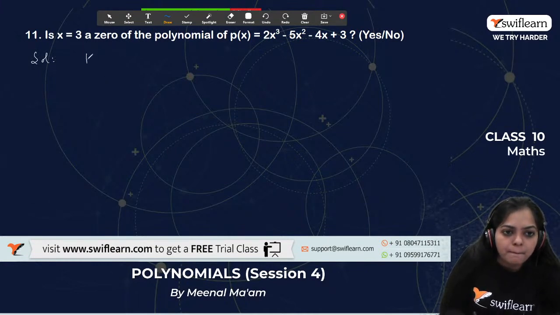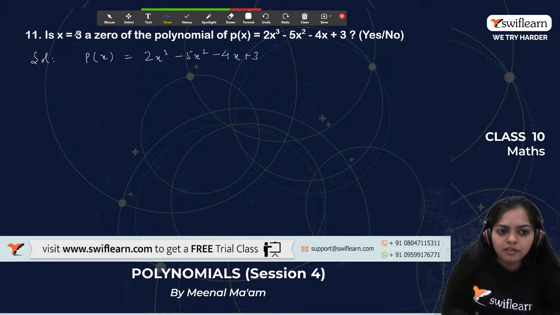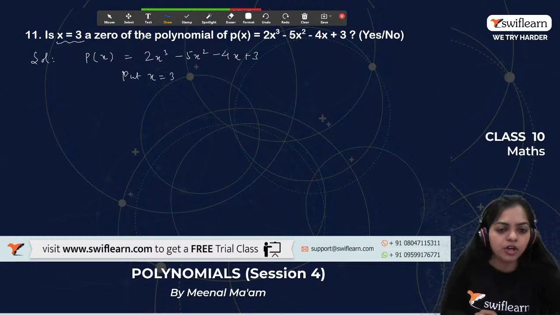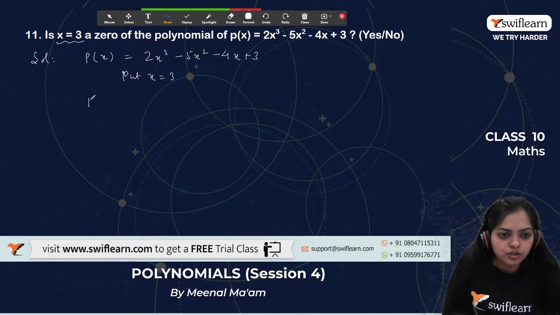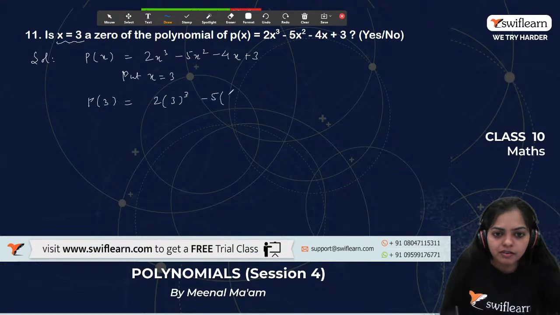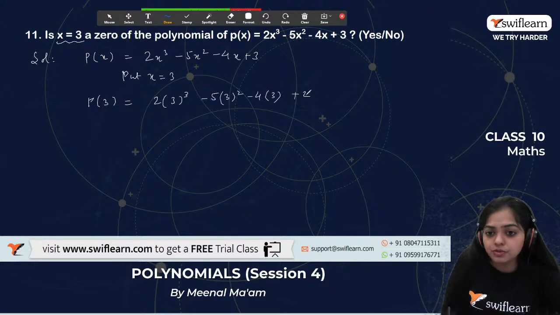Means P(x) is given as 2x cube minus 5x square minus 4x plus 3. If x equals 3 is a 0, means if I put the value of x, put x equals 3, if it comes out to be 0, then pakka pakka it is a 0 of the polynomial. And if it doesn't come out to be 0, then definitely our answer no hoga. Let's have a look. Put x equals 3. So P(3) will be equal to what? 2 into 3 cube minus 5 into 3 square minus 4 into 3 plus 3, not 2, plus 3.